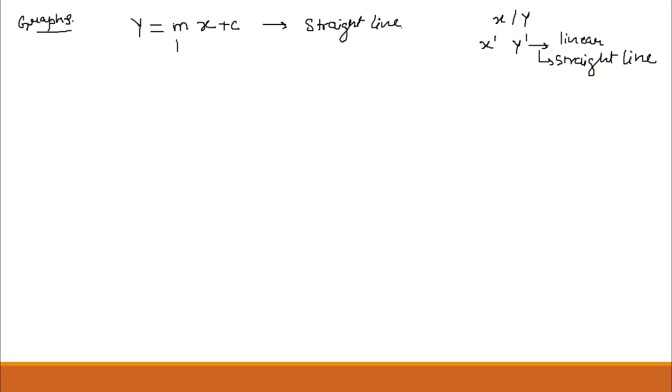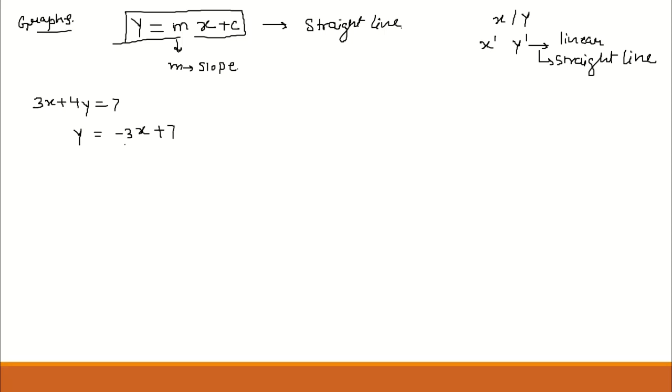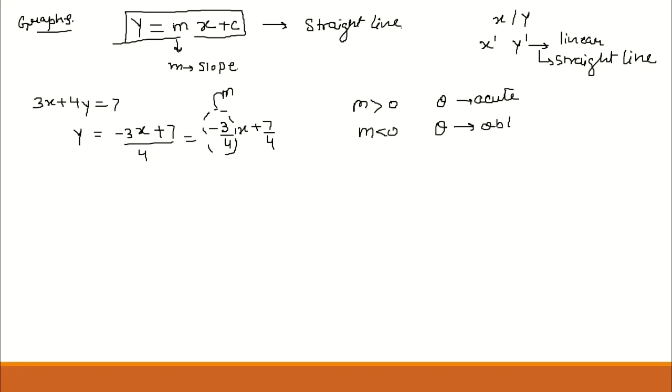Now if y is equal to mx plus c, the m is said to be the slope, and this is the standard equation of the straight line. So if it is 3x plus 4y equals 7, then I can write it as y equals minus 3x plus 7 by 4, or I can write it as minus 3 by 4 x plus 7 by 4. This is said to be the slope of the graph. The slope is taken as positive when the angle is acute. The slope is taken as negative when the angle is obtuse.